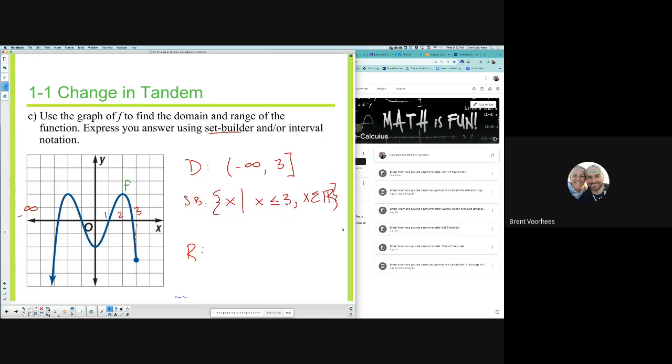All right, let's try this one more time, but this time let's look at range. What's different for range? It's the y values. In a visual representation, if you're watching the video later, you're not going to be able to see this, but I'm going to use my hands up here.